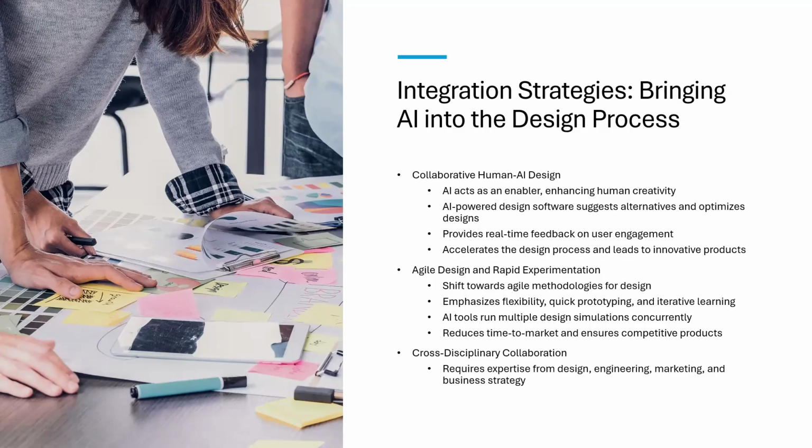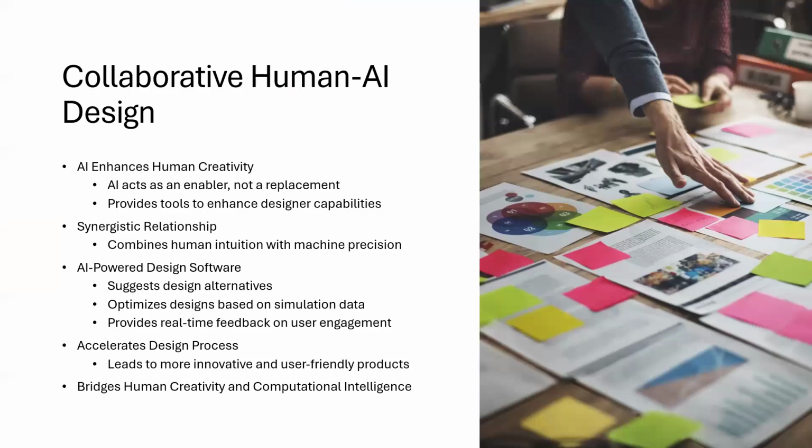This is a cross-disciplinary collaboration. AI is not only helping design, right? AI will be helping you in every aspect. So in order to make the AI work, AI also needs to get information from design, engineering, marketing, and the business strategy. So it's what we call across the function or across departments, the AI automation. So this is what we call collaborative human AI design, right? Yes, it's an enabler.